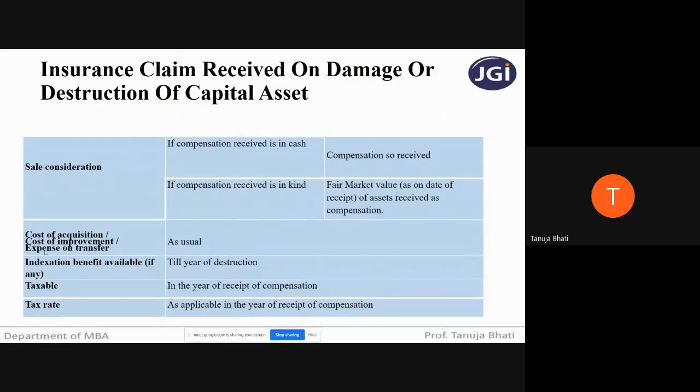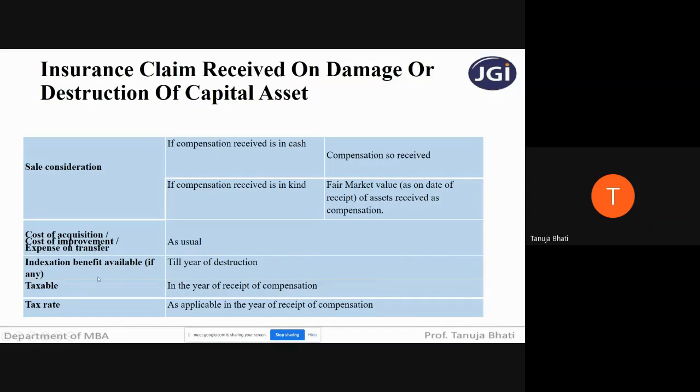Next, cost of acquisition, cost of improvement, and expenses on transfer will be as usual. As usual means whatever is the actual cost of improvement, actual cost of acquisition, and actual expenses on transfer, that we have to take. There is no change in that. Indexation benefit will be available if any, suppose it is categorized as long term, and it will be till the year of destruction. Always, indexation benefit we get till the year of transfer, but here in case of an insurance claim, it will be till the year of destruction.